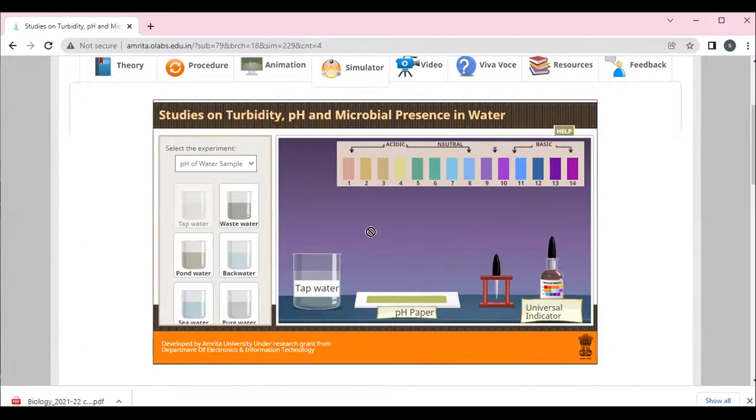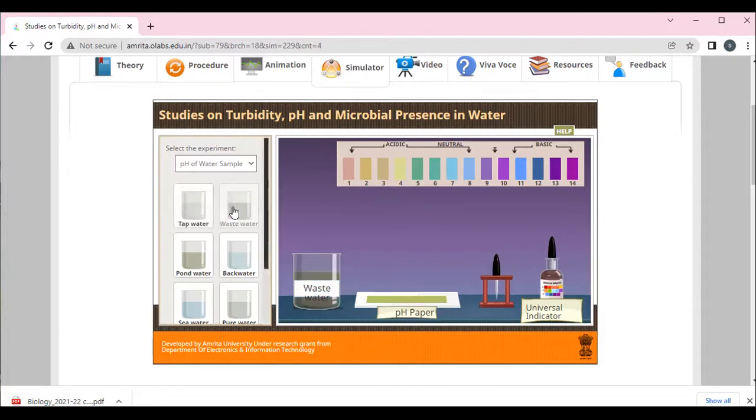Using the universal indicator, we provide 2-3 drops, and that has changed the color to, what is the color matching to this? I guess 6, so that is an acidic medium, a bit acidic. You have to make an observation table for pH. First write the sample as tap water plus universal indicator, and then write its observation, that it has attained a pH equivalent to 6, which is acidic.